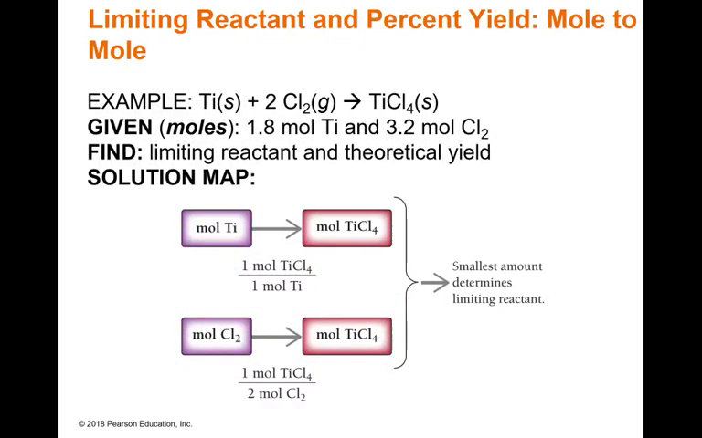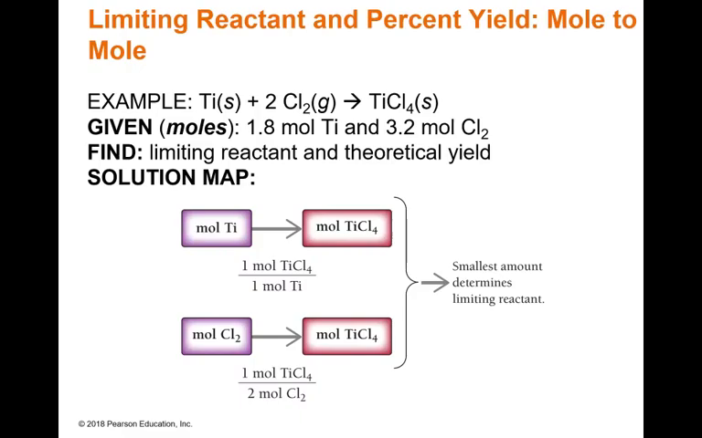Let's apply what we've learned to an actual chemical equation. Ti plus 2Cl2 produce TiCl4. Suppose we're given 1.8 moles of titanium and 3.2 moles of chlorine gas. We need to figure out which one is the limiting reactant and what the theoretical yield of titanium tetrachloride, TiCl4, is. First, we use the mole ratio to see which reactant is used up first. That's the limiting reactant, and it controls how much product can form.